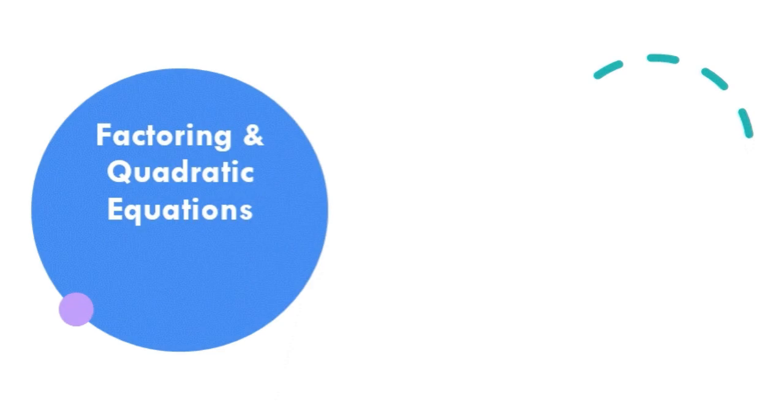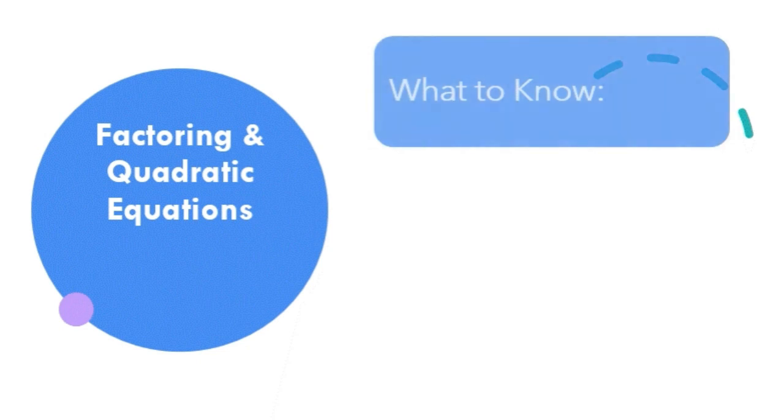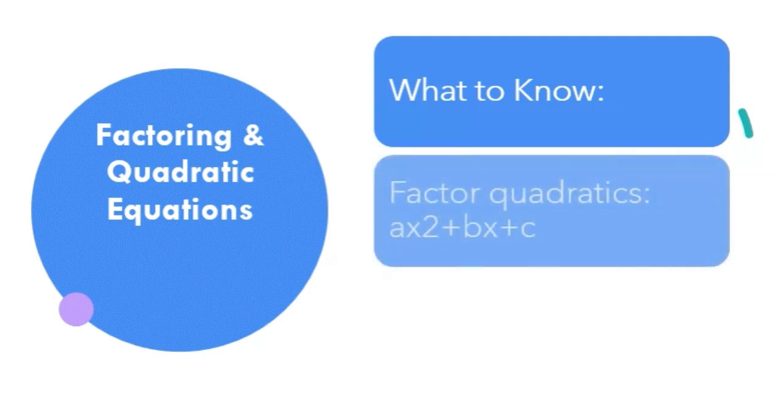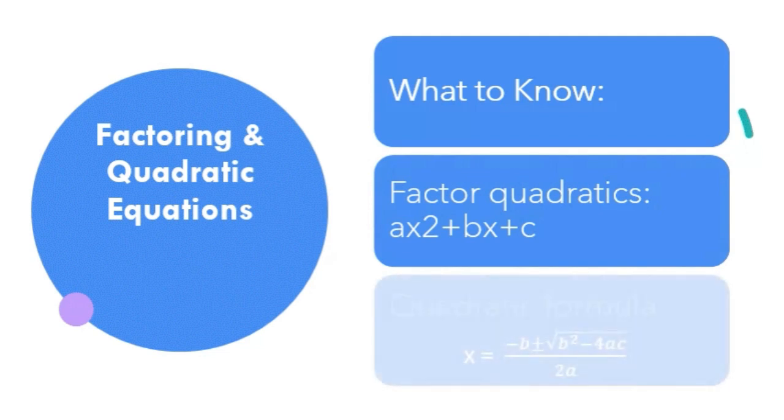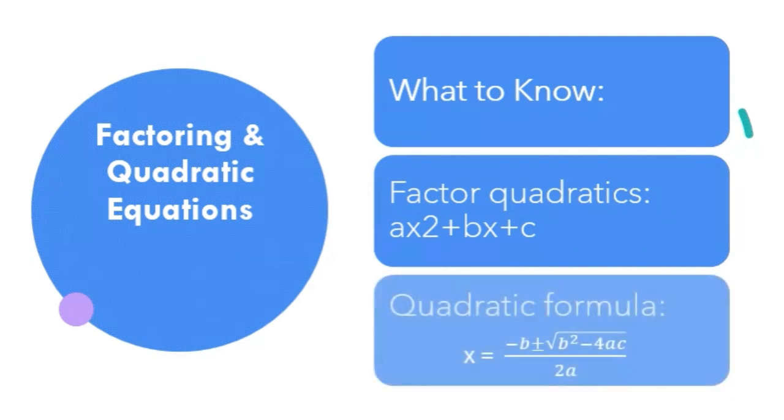All right, let's talk about quadratics. These show up in the form of ax squared plus bx plus c equals 0. Sometimes you can factor them, and other times you'll need to use the quadratic formula. x equals negative b plus or minus the square root of b squared minus 4ac all over 2a. Factoring is the easiest way to solve a quadratic equation when possible. Here's how you do it.